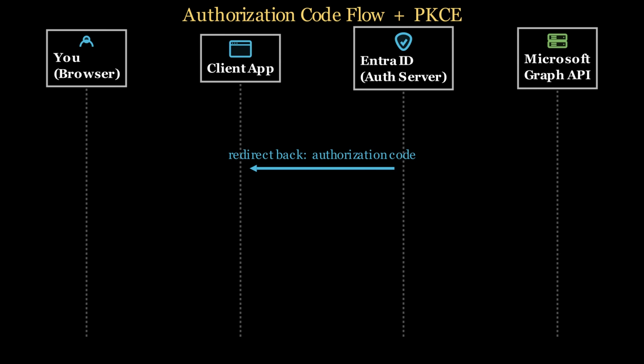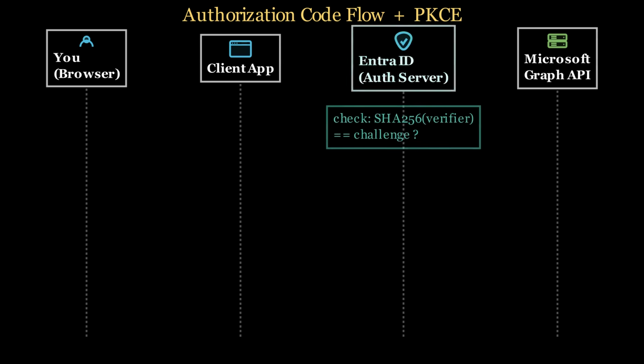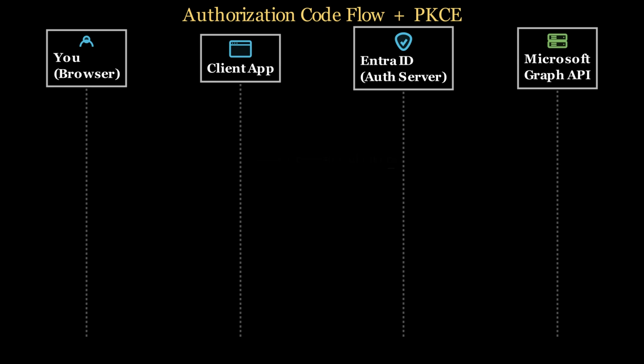Entra redirects your browser back to the app with a short-lived authorization code. This code travels through the browser, so treat it as exposed. Now the back channel. The app calls the token endpoint directly, sending the code plus the original code verifier. Entra hashes the verifier and checks it matches the challenge from step 1. An attacker who stole the code never had the verifier, so the code is useless to them. The check passes, so Entra returns the tokens, an access token, usually a refresh token, and an ID token.